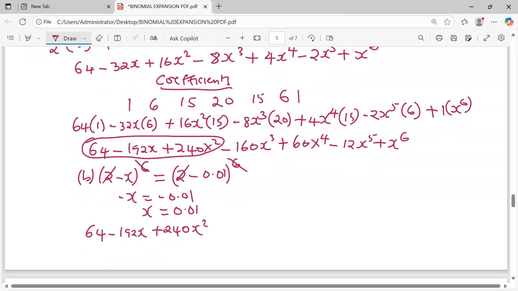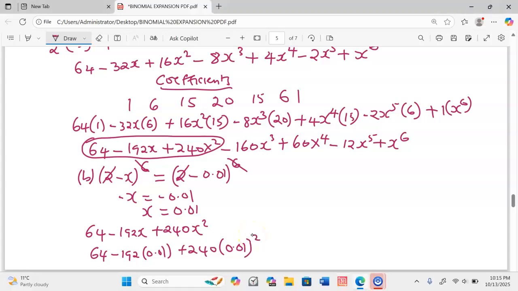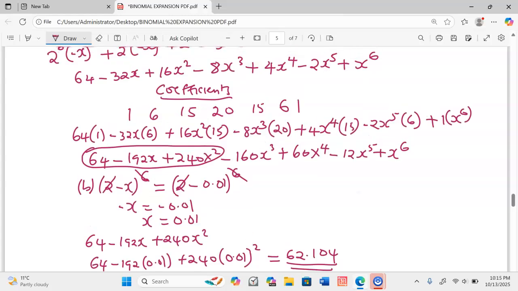So our work is to insert the value of x. We are going to have 64 minus 192 times x, x is 0.01, plus 240. We multiply by x, which is 0.01, squared. And if we make good use of the calculator, the value of this will be 62.104 as the answer to this particular question.